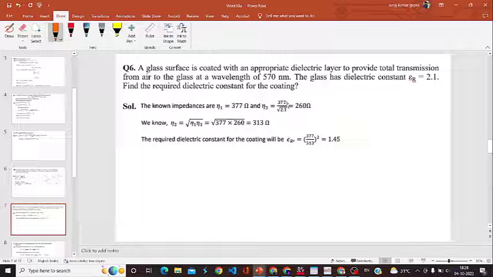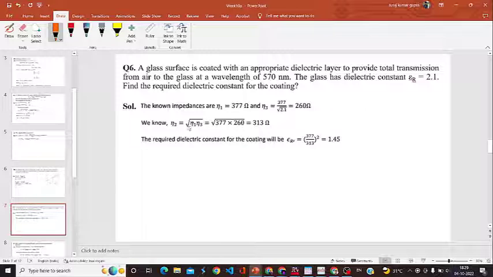Which will be equal to eta naught times root over epsilon r. So epsilon r value is given to us, that is 2.1. So we can directly put the value of 2.1 here so as to calculate the intrinsic impedance of the glass media, which will be equal to 260 ohm. Once you determine the value of eta 1 and eta 3, we can easily determine the value of eta 2, which will be equal to the geometric mean of eta 1 and eta 3. So we put the value of eta 1 and eta 3 here and calculate the value of eta 2, which will be equal to 313 ohm.